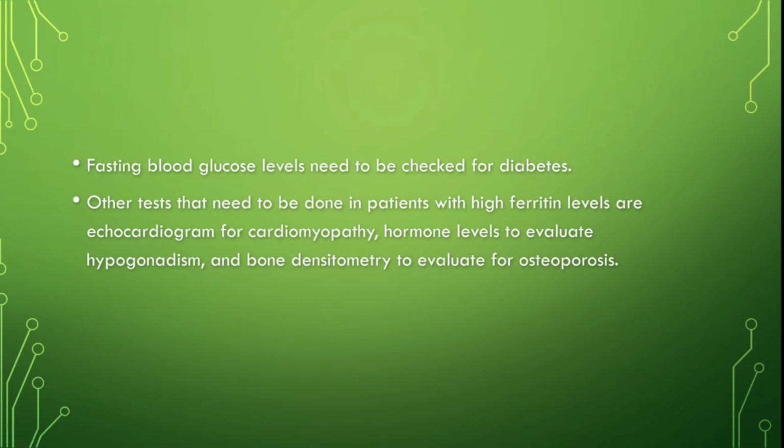Fasting blood glucose levels need to be checked for diabetes. Other tests that need to be done in patients with high ferritin levels are echocardiogram for cardiomyopathy, hormone levels to evaluate hypogonadism, and bone densitometry to evaluate for osteoporosis.